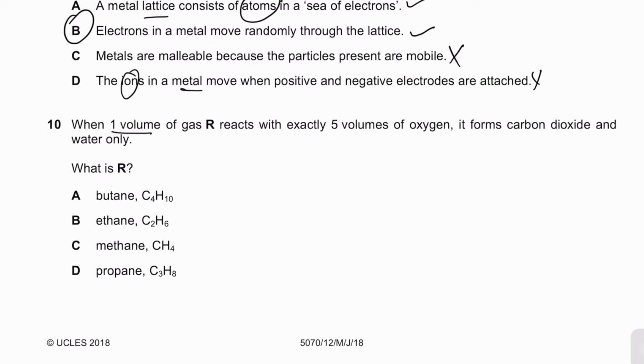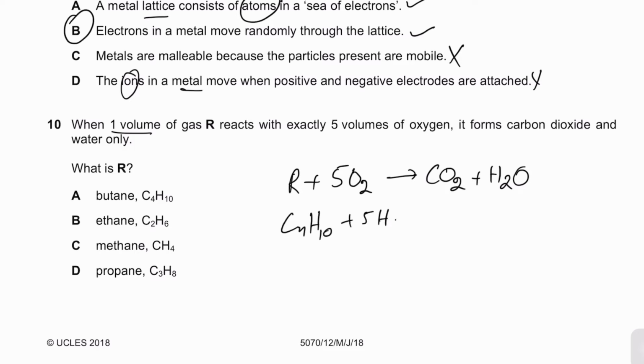When 1 volume of gas R reacts with exactly 5 volumes of oxygen, it forms carbon dioxide and water only. What is R? So that means we cannot change the values 1 and 5. So let's see if we can balance them. So you have carbon dioxide and water. So if you want to balance this, we have to put 4 over here and we have to put 5 over here. So the carbon and hydrogen are balanced, but let's see if oxygen is balanced.